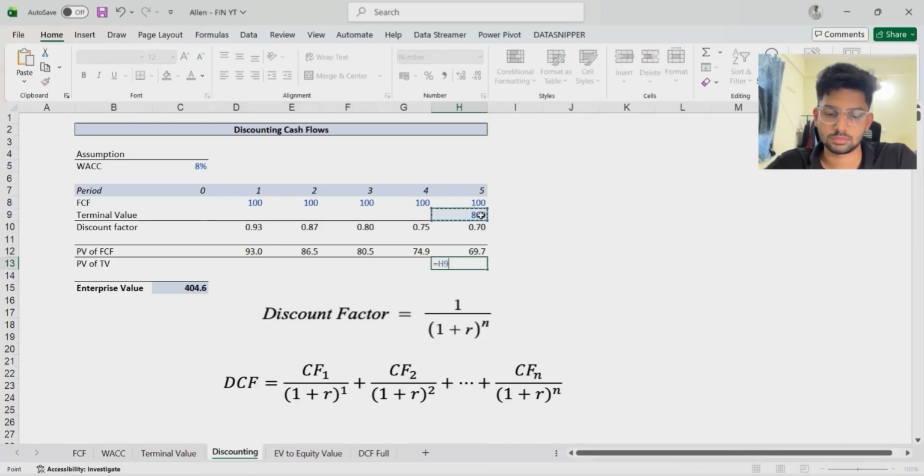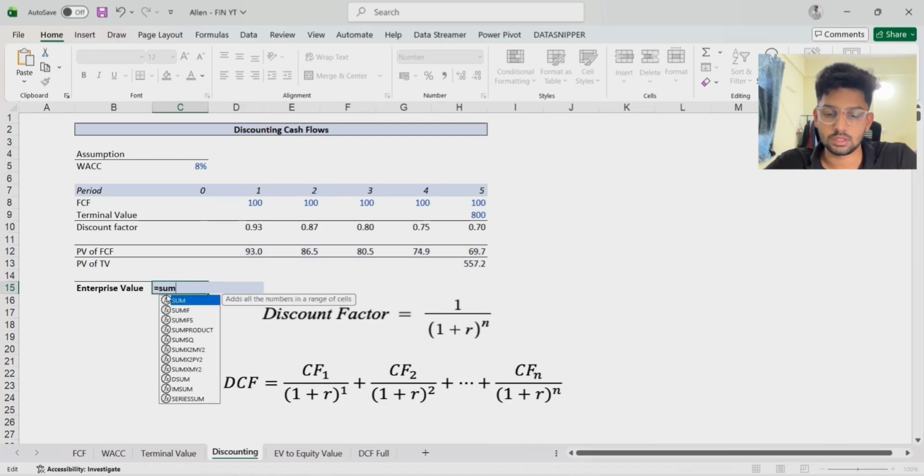So now finally I take the sum of all these present values. I add the present value of all future free cash flows and the present value of terminal value, and this gives me the enterprise value of the company.